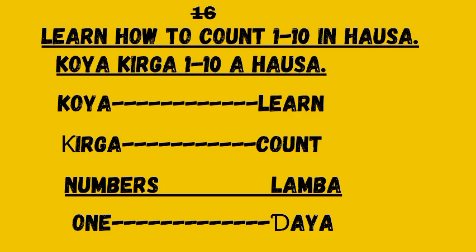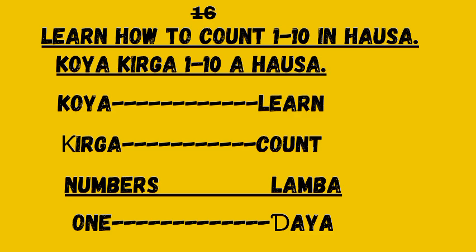Learn how to count 1 to 10 in Hausa. Koya ƙirga ɗaya zuwa goma a Hausa. Koya in Hausa means learn. Ƙirga in Hausa means count. Numbers in Hausa means lamba.